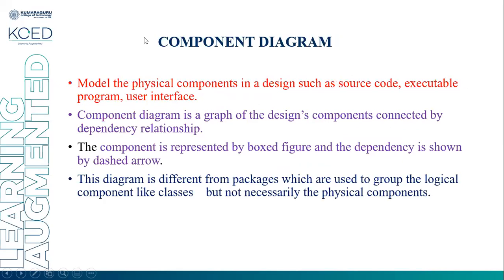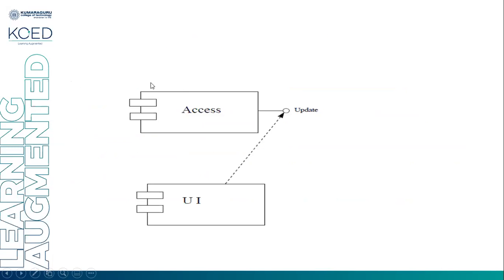A component diagram models the physical components in a design, such as the source code, executable program, or user interface. A component diagram is a graph of design components connected by dependency relationships. The component is represented by a box figure, and the dependency is shown by a dashed arrow. The diagram is different from packages, which are used to group logical components like classes, but not necessarily the physical components. So these are the components.